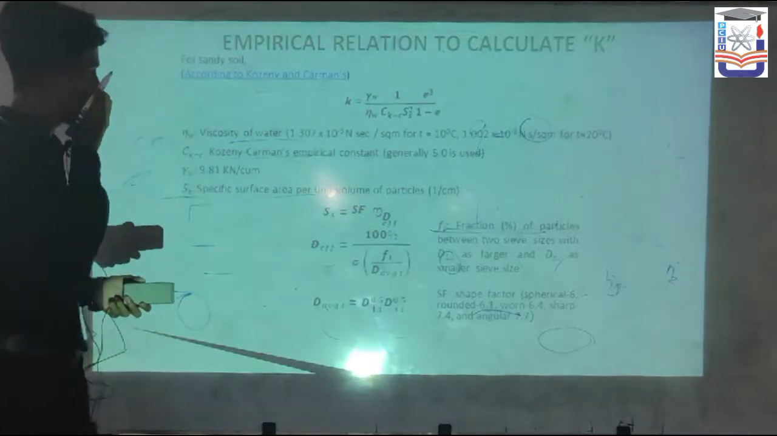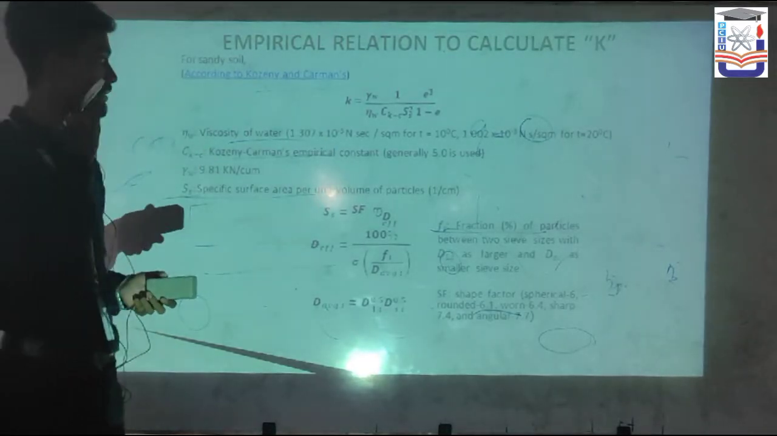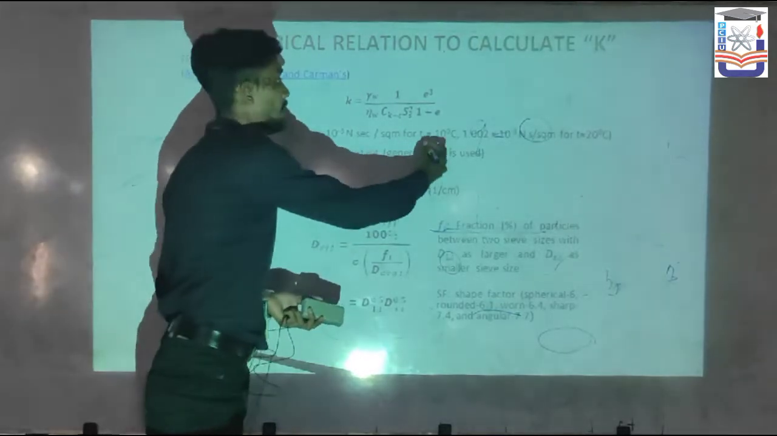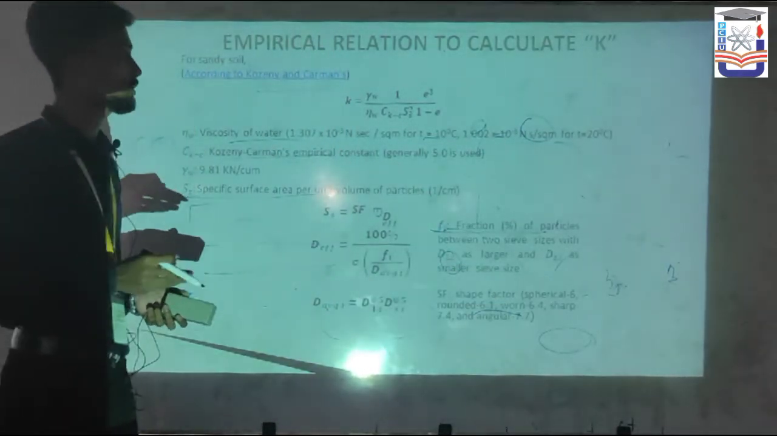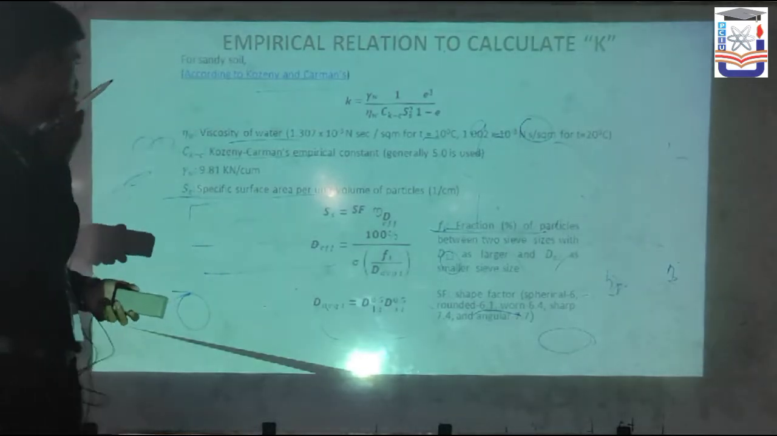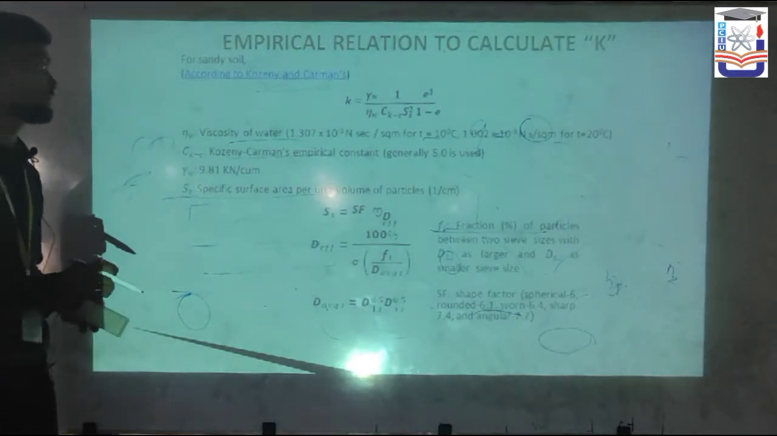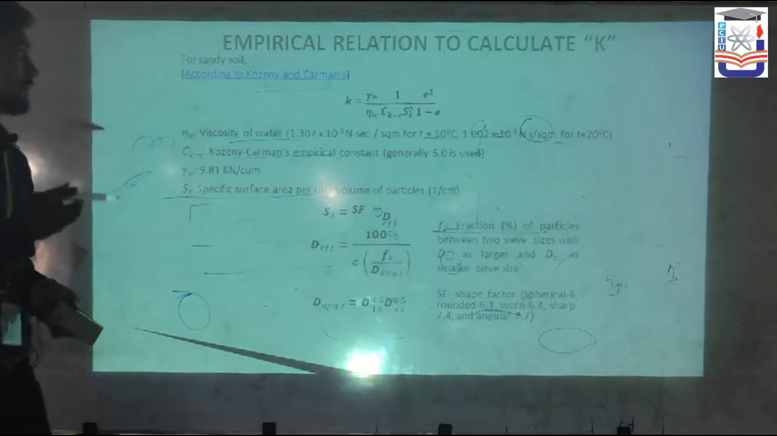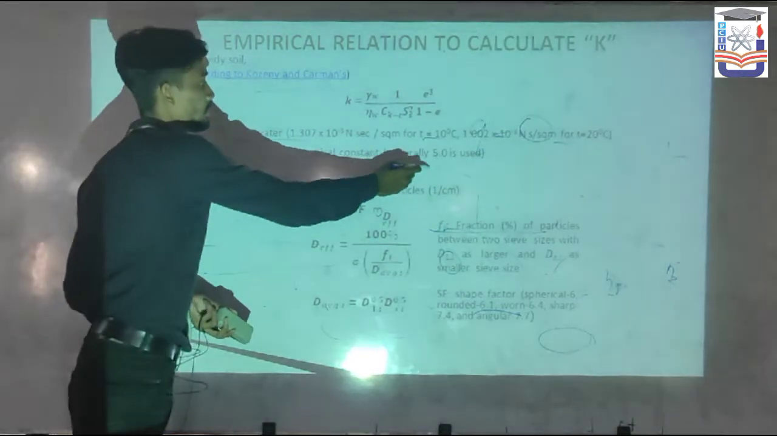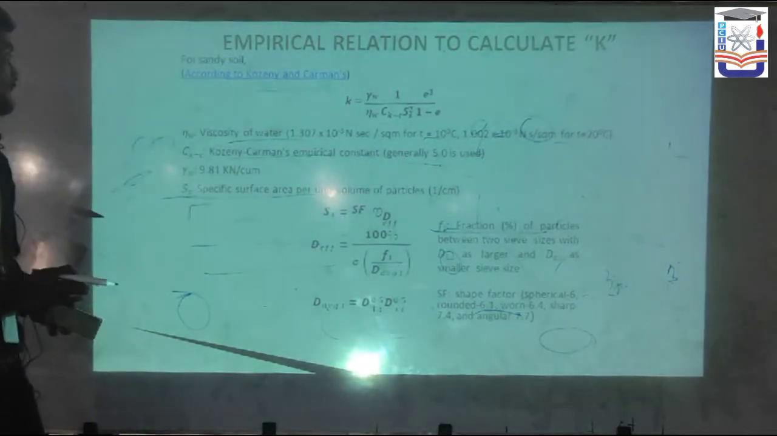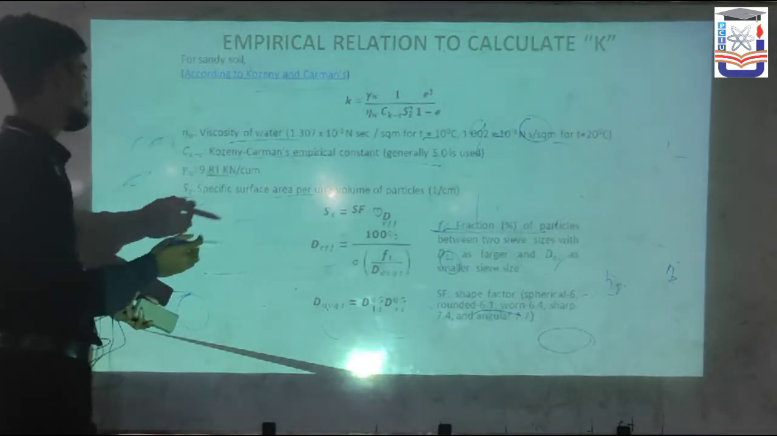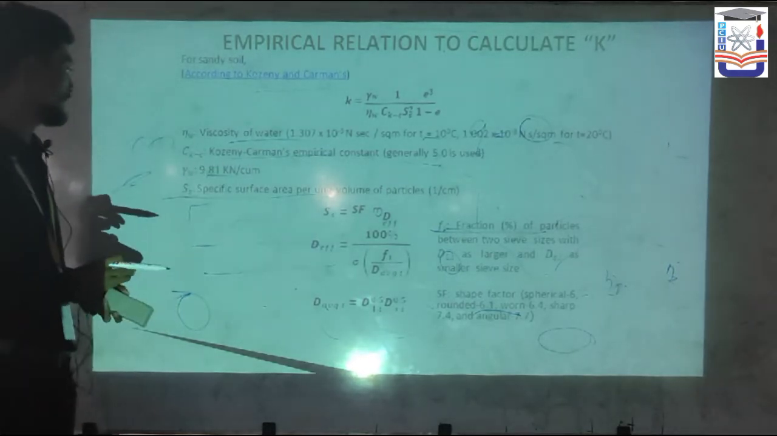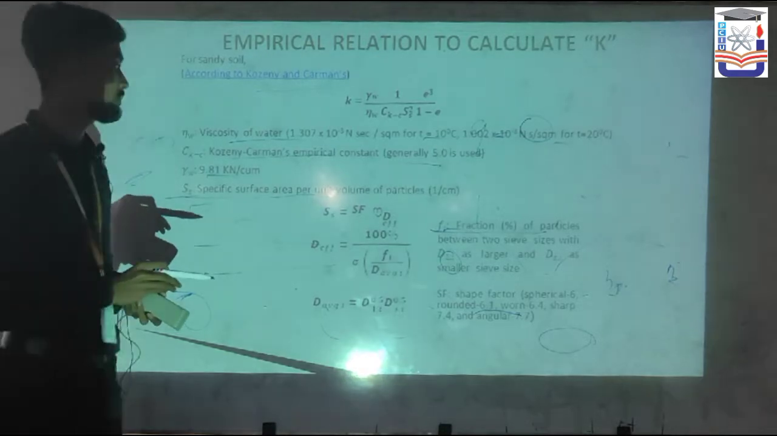This is also fixed: 1.307 into 10 to the power minus 3 Newton second per square meter for T equal to 10 degrees Celsius, and for T equal to 20 degrees Celsius, we use 1.002 into 10 to the power minus 3 Newton second per square meter. Here Ck minus C equals the Kozeny-Carman empirical constant, which is also fixed, and generally 5.0 is used. Here gamma W equals the specific weight of water, 9.81 kilonewton per cubic meter, and Ss equals the specific surface area per unit volume of particle.